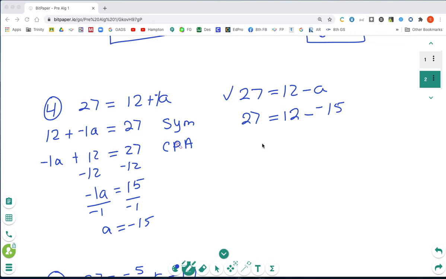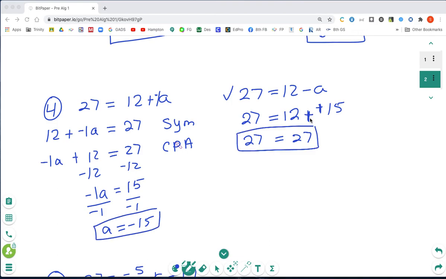Now we're going to do keep, change. Keep the 12, change the subtraction to addition, change the negative 15 to a positive 15. 27 is equal to 27. They match, so that means A is equal to negative 15.